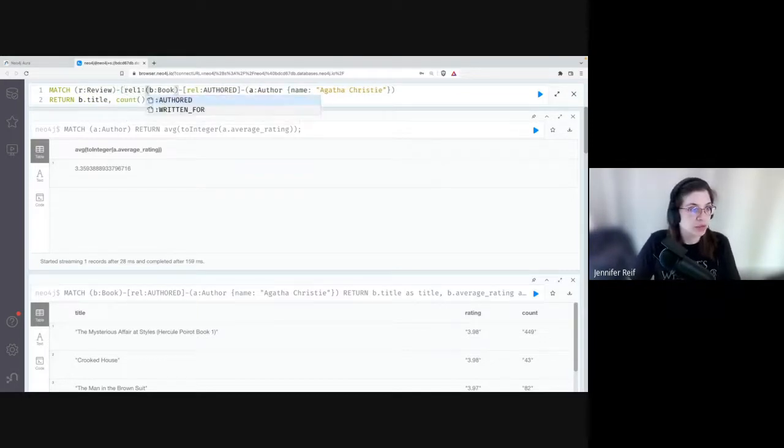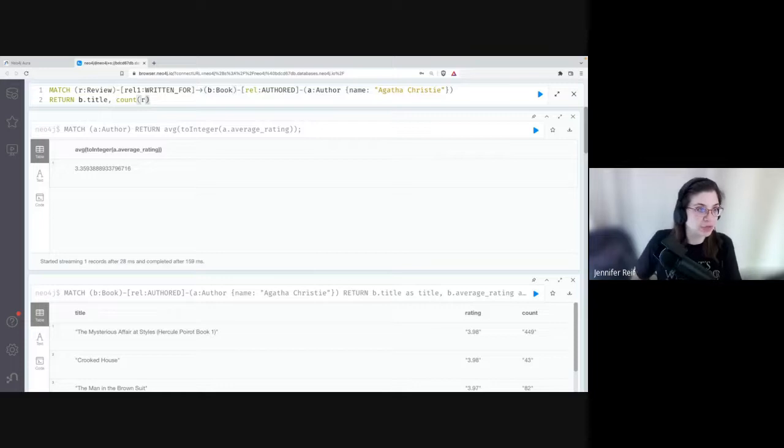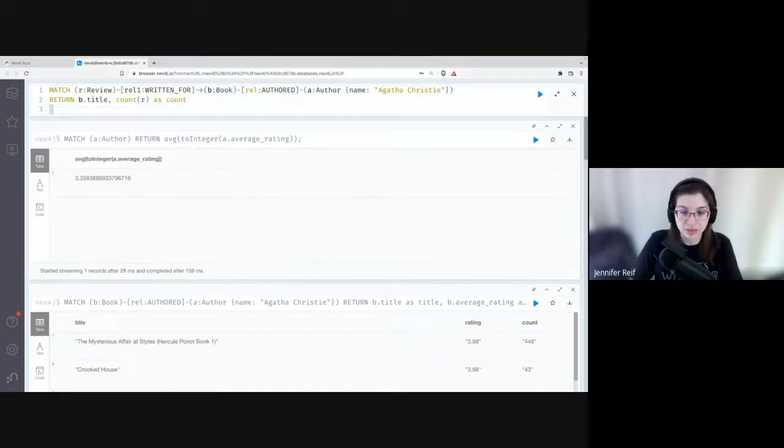Route 1, let's call this written for book, and then count up the reviews for each title as count, and then let's order by review, or just order by count, in descending order.